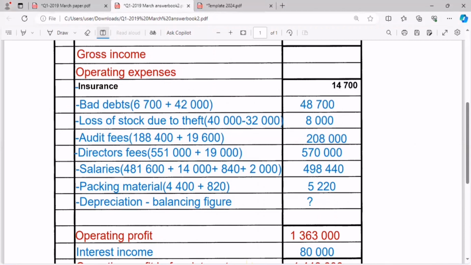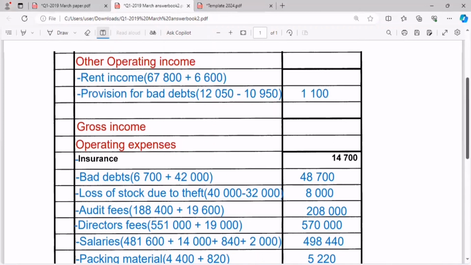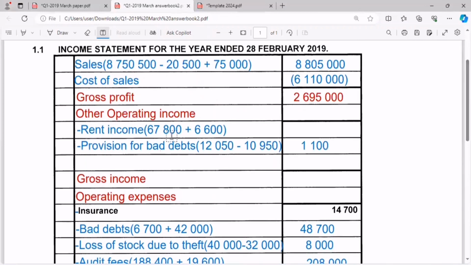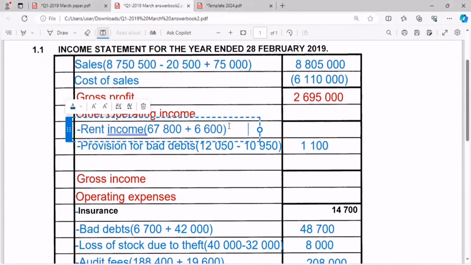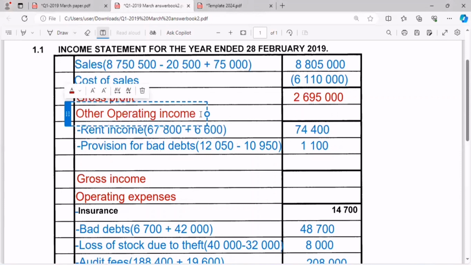Okay. Now let us total up our income. So we have rent income. For rent income, we add 67,800 and 6,600. So that is 74,400. So 74,400 plus 1,100, which is the provision for bad debts. I'm getting the total income of 75,500.